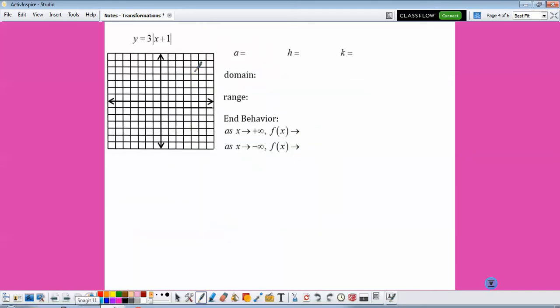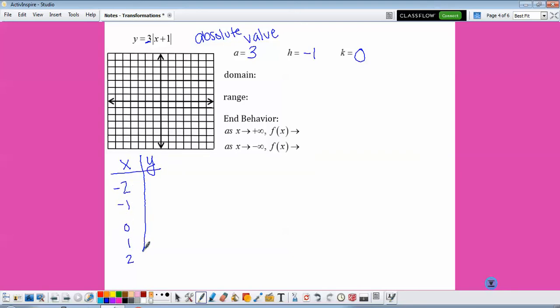Our next example, A is out front, so that would be 3. H is the opposite of what's inside, so that's -1. And since there's nothing on the end, our K is 0. Because it has the 2 straight lines like that, we know that this is absolute value. So we're going to find our absolute value note card and write down the chart from that, which would be -2, -1, 0, 1, and 2, with 2, 1, 0, 1, 2.